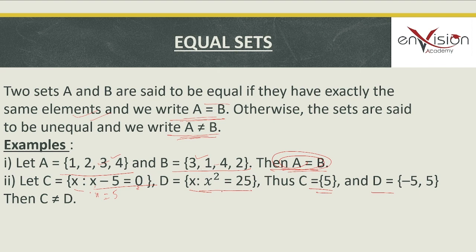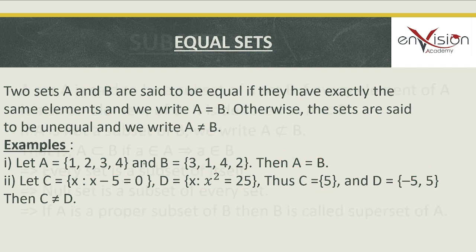And D is x square is equal to 25. When you solve this quadratic equation, we have plus 5 and minus 5 both. Only 5 is not the answer. Plus 5 and minus 5 both are the answers. So although 5 is here, all the elements are not equal to this set. So here C is not equal to D. So we can't say these are equal sets.